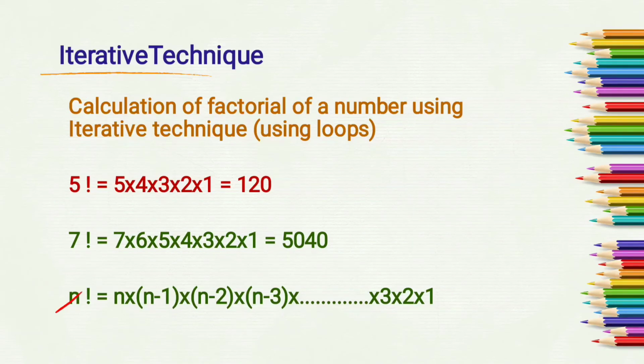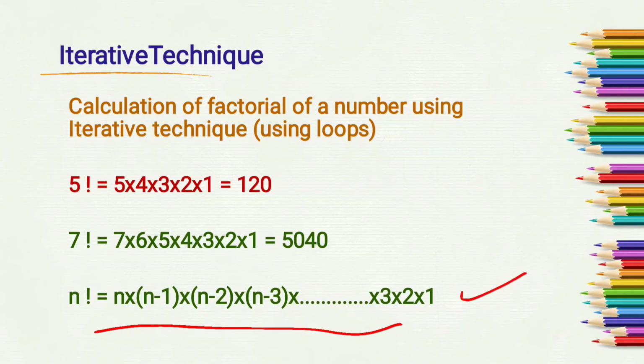We have to write n into n minus 1 into n minus 2 into n minus 3 up to 3 into 2 into 1. If the number is 5, what are we doing? We start from the number and then decrease 1 from the 5, then decrease 2 from the 5, then decrease 3 from the 5, and decrease 4 from the 5. Multiplying together we get the result. This is the formula for calculating factorial using the iterative technique.